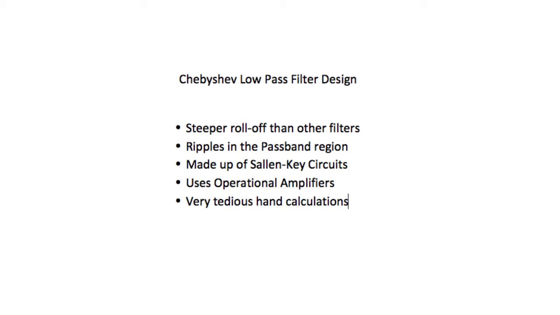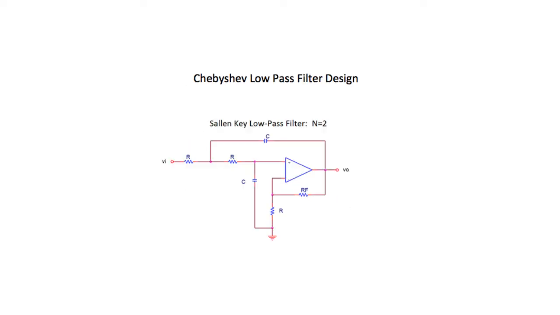On this quick tutorial, I will be going over how to design a low-pass Chebyshev filter. Here we have some of the characteristics that make this filter special, such as a steep roll-off. Cascaded Sallen-Key circuits are used in Chebyshev filter design, each accounting for 2 poles. We can also see the use of the operational amplifier.